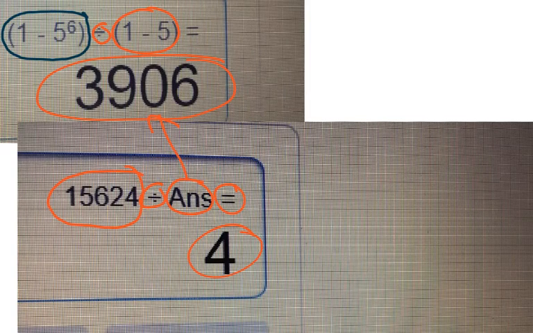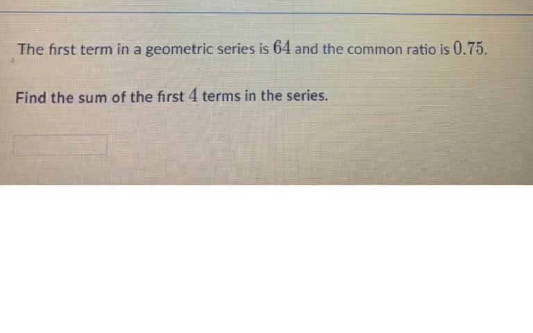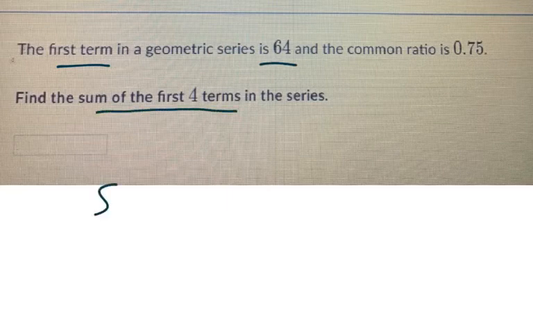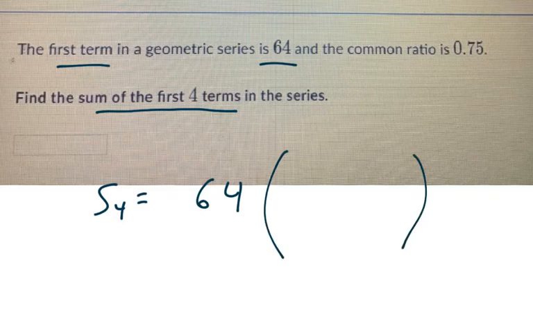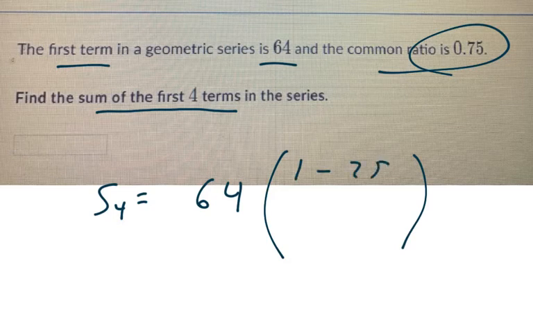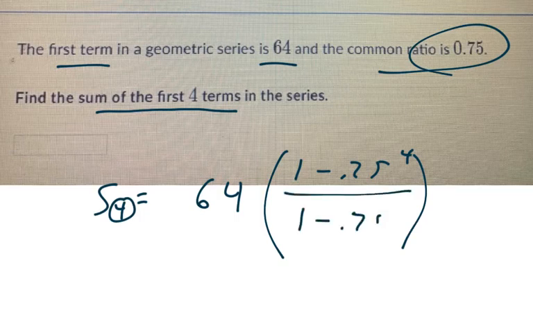Okay, one more, guys, and we're done. This time they told us the first term is 64. They want the sum of the first 4 terms. So they want S sub 4 this time, and they told us the first term was 64. They told us the ratio was 0.75. So we're going to do 1 minus 0.75 to the 4, since we're doing the 4th number, divided by 1 minus 0.75.